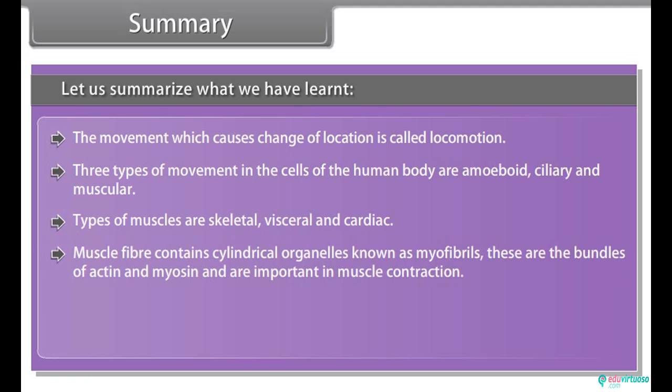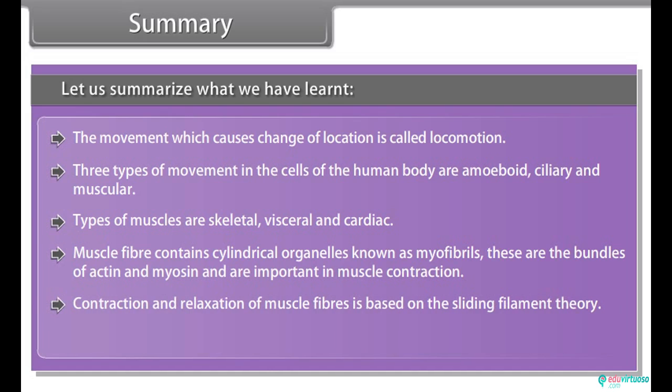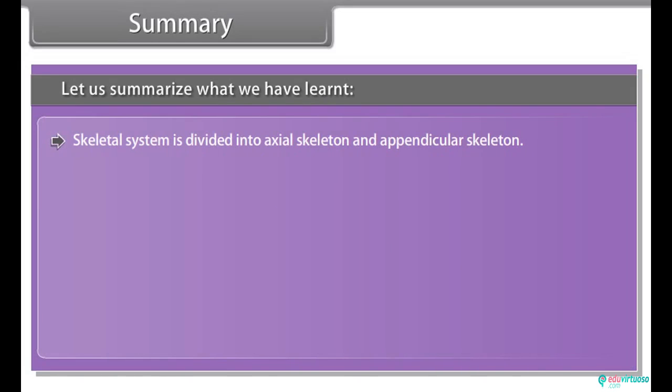Muscle fiber contains cylindrical organelles known as myofibrils. These are bundles of actin and myosin and are important in muscle contraction. Contraction and relaxation of muscle fibers is based on the sliding filament theory. Human beings have 206 bones and a few cartilages. The skeletal system is divided into the axial skeleton and the appendicular skeleton.